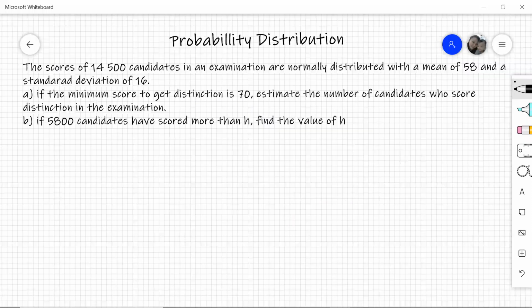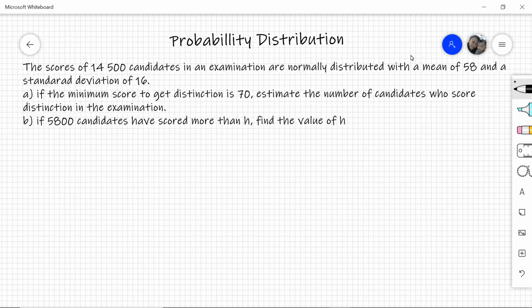Hello everyone. In this video clip, I'm going to show you a question on probability distribution. This is a normal distribution. How to solve this question is actually very easy, but you just need to follow the standard steps every time when you see these normal distribution questions.